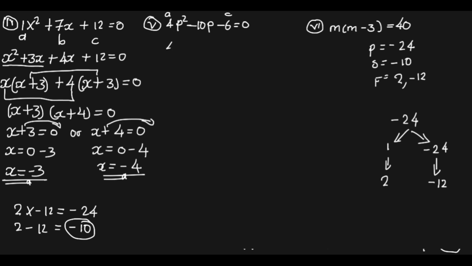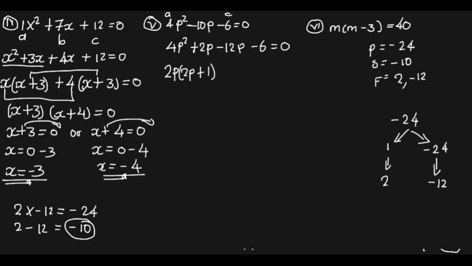Here we have 4p squared plus 2p minus 12p minus 6 is equal to 0. So you can factorize the first part here. We can see that the greatest common factor is 2p. 2 can go into 4 and 2, and the other factor is p. If we divide 2p into 4p squared, we get 2p, plus 2p into 2p is just 1.